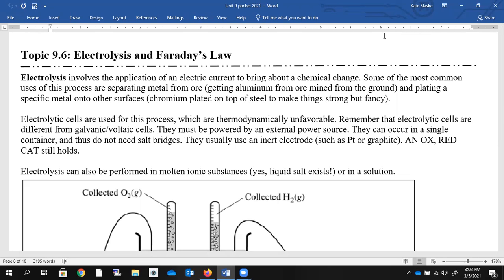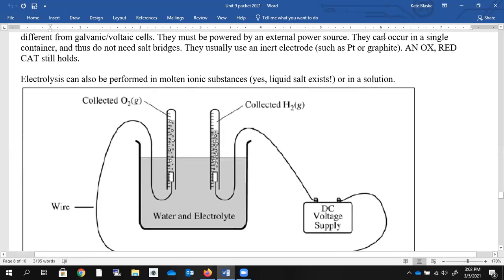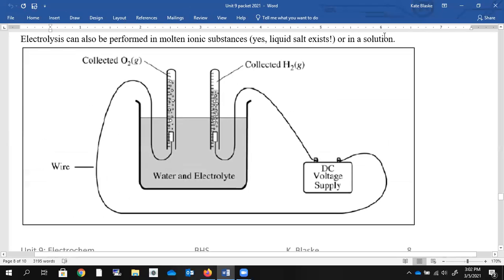We are going to do some in class that require just a battery, but industrially, these can require a lot of power to make them function. They do not need salt bridges or porous discs or any of that sort of stuff. They can be used to do lots of things.